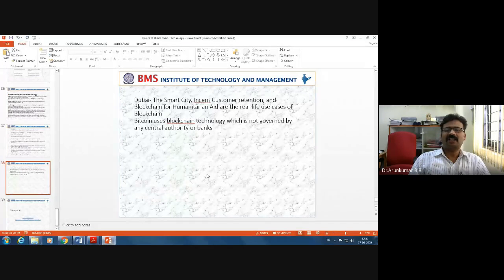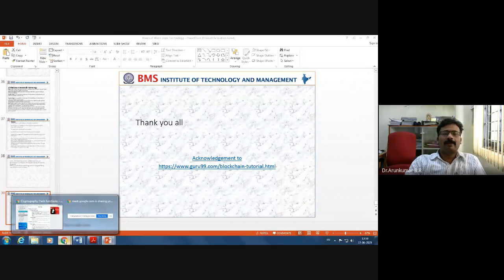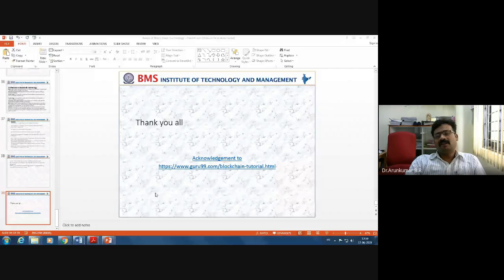Bitcoin uses the blockchain technology, which is not governed by any central authority or bank, but cryptocurrencies are said valid. We have to see really how actually it is valid. This is with respect to the basics of blockchain technology. So this completes basics of blockchain technology.